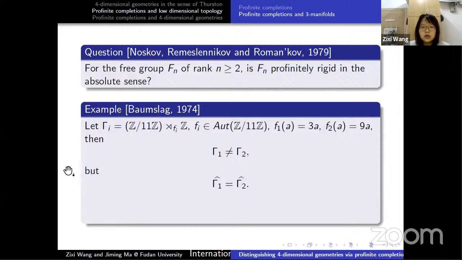And there are also examples of profinite flexibility for nilpotent groups, such as a semi-direct product of a cyclic group with 11 elements by the integers, such that gamma 1 and gamma 2 have non-isomorphic actions, but they indeed have isomorphic profinite completions. It is because the direct sum of gamma 1 and the integer group is isomorphic to the direct sum of gamma 2 and the integer group.